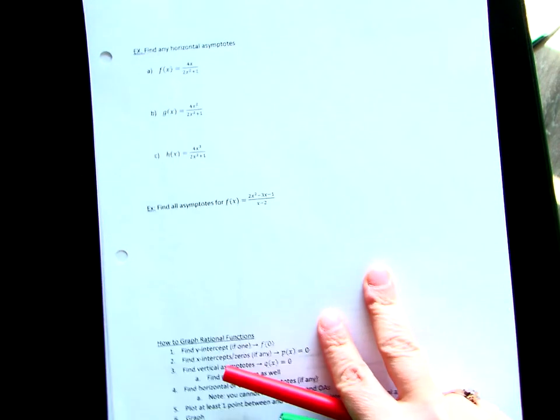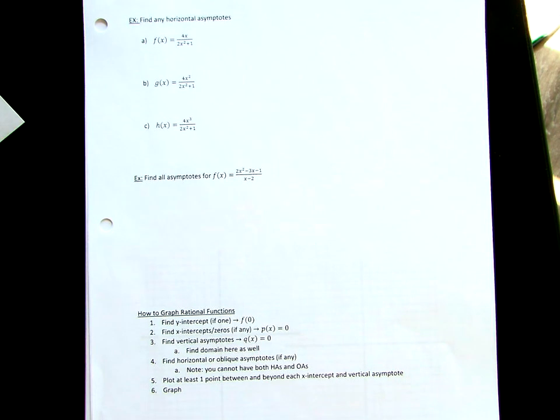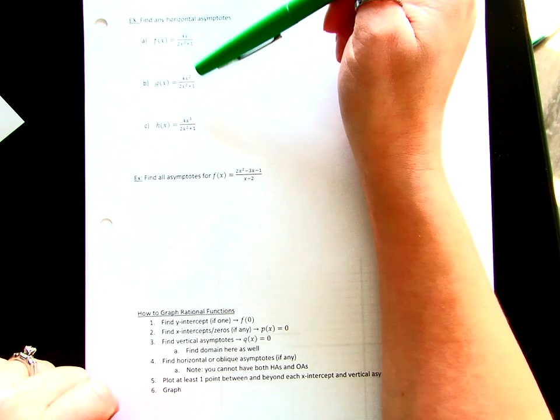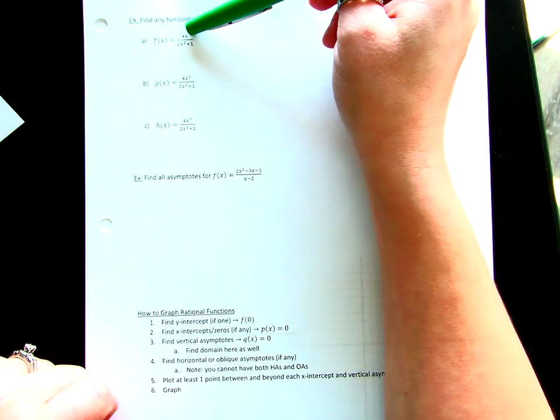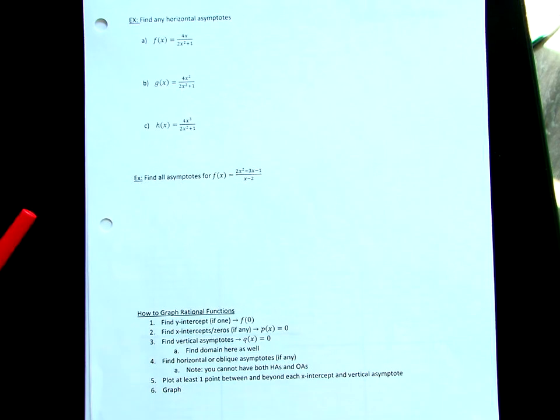So let's do these so we can see how it all starts to play out. The first 3 examples, we're just going to find horizontal asymptotes. And notice that the equations for our functions are very similar. The bottoms of each of these are exactly the same. The only thing that changes is we have 4x or 4x squared or 4x to the third. There were 3 different ways we could find horizontal asymptotes, so I have 3 examples.